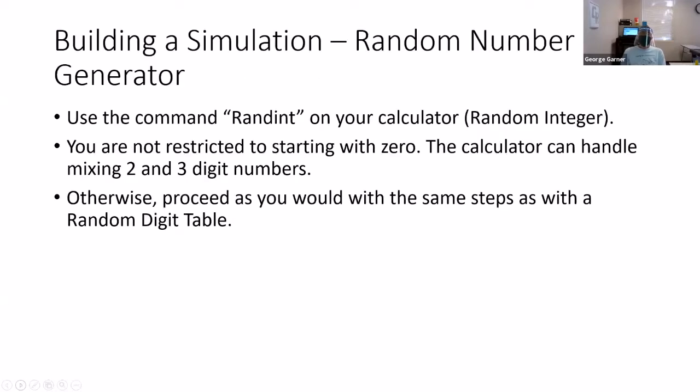Unless you have a random number generator, like in your calculator, I'm going to teach you how to do random integer, and you can tell it, I want 20 numbers from 1 to 1,000. And you don't have to worry about making it 001 or 4 digits, like 3 zeros and a 1. You can just tell it, I want 1 to 1,000 and I want 20 of those numbers. And the calculator will just spit them out. So you don't have to worry about being consistent with the number of digits when you're using technology. Otherwise, it's the same process as a random digit table, but we'll do the calculator as well.